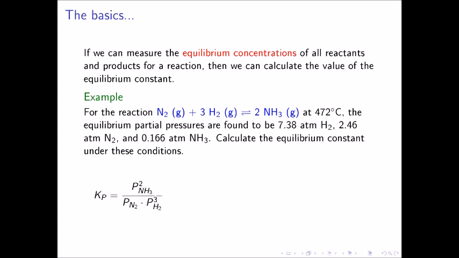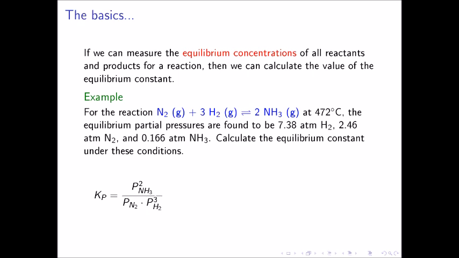First, we begin by writing our Kp expression, which is written in terms of the partial pressures of the different gases. Our numerator contains the partial pressure of ammonia squared. Our denominator contains the partial pressure of nitrogen times the partial pressure of hydrogen cubed.